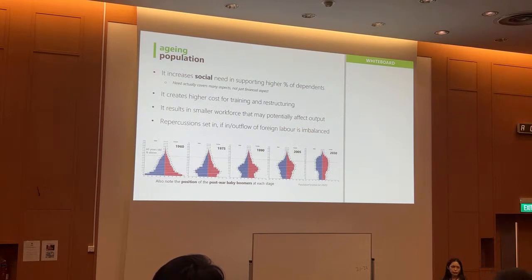Aging population increases social needs in supporting a higher percentage of dependents, especially the old people. When we say that there's a need to support, the need would cover many aspects. It's not just about how to cover their living costs and healthcare costs, etc. When you have a growing aging population, you also have to cover other aspects, like to have relevant types of healthcare services, like old age disease.